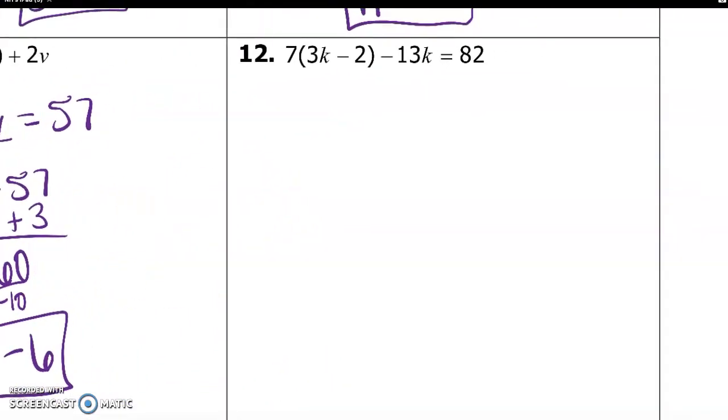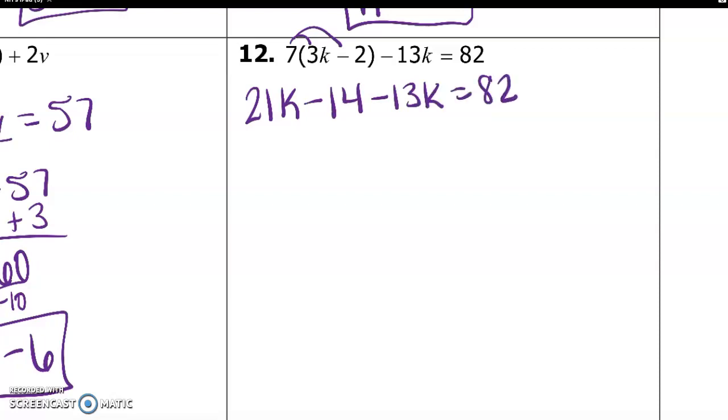Number 12, distribute 7 to both sides. 21k minus 14 minus 13k equals 82. So you're rewriting the whole equation. You just had to distribute to get rid of those parentheses.